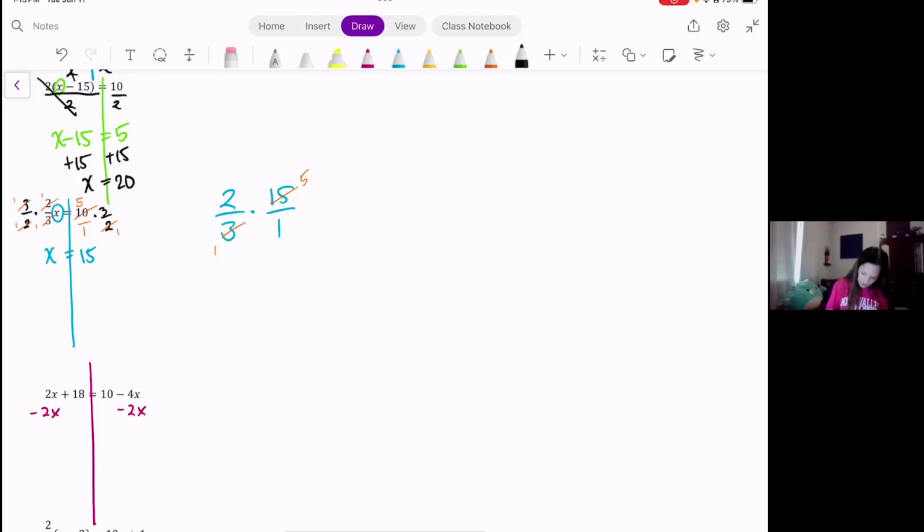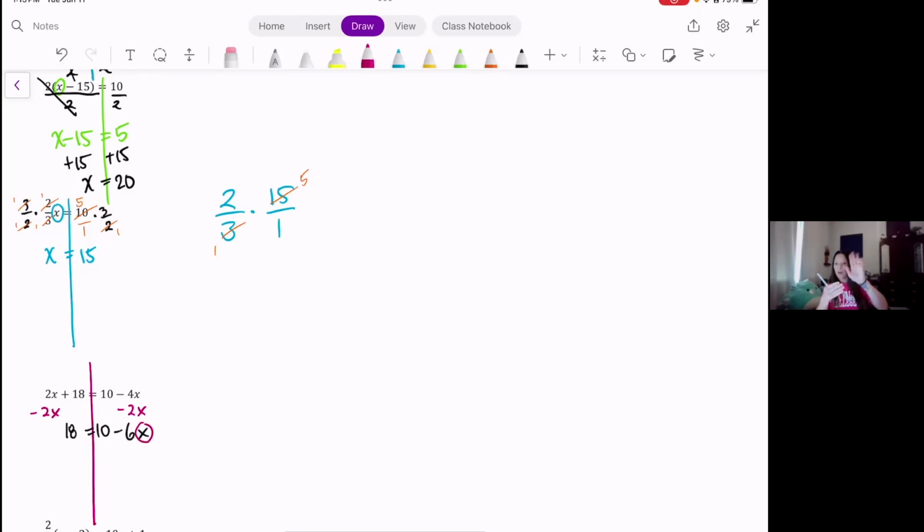This leaves me with 18 equals 10, negative 4x minus 2x. That's negative 4 minus 2. Same signs, add them and keep the sign. That's a negative 6x. And now my variable is here.